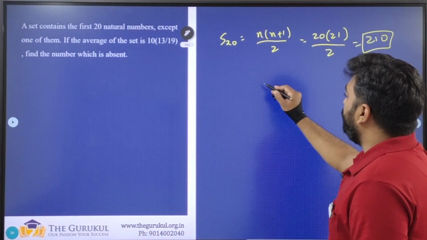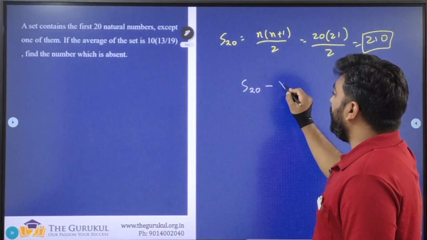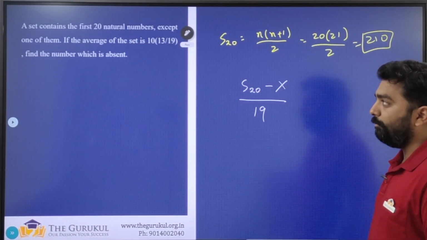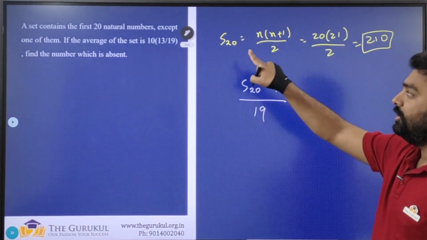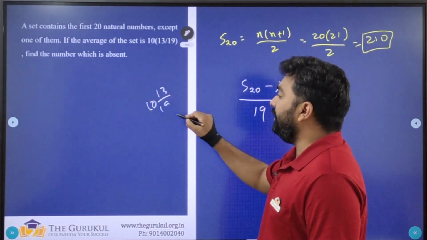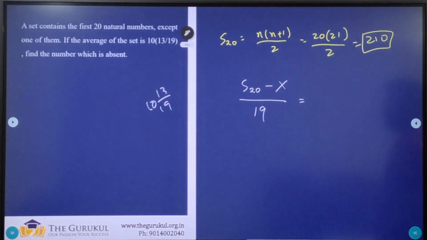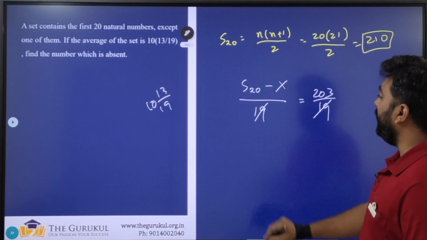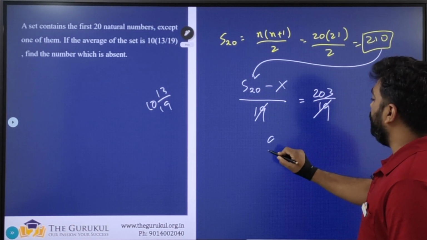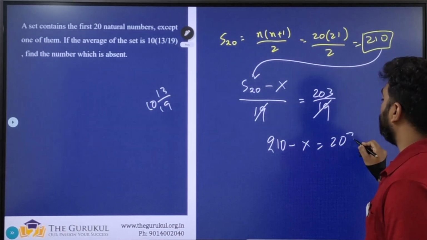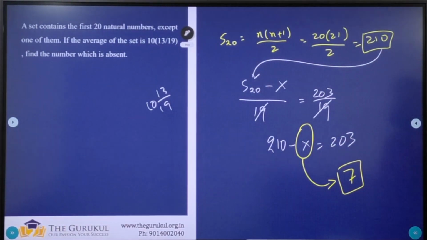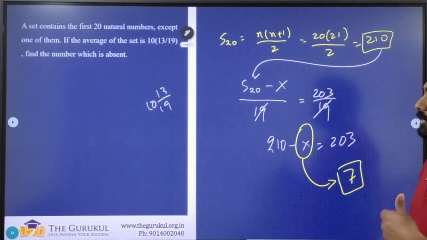Now what is happening? From this sum of 20 numbers, one number is absent or removed, which means I'll have 19 numbers only. This is making the average 10 13/19. If I convert into a normal number, that should be 10 into 19 plus 13, which will be 203 by 19. So 19 and 19 get cancelled. Sum of 20 numbers I already know, 210 minus x is equal to 203. So x is the number which is absent. Clear? The basic problem is the same, but the question style is different.